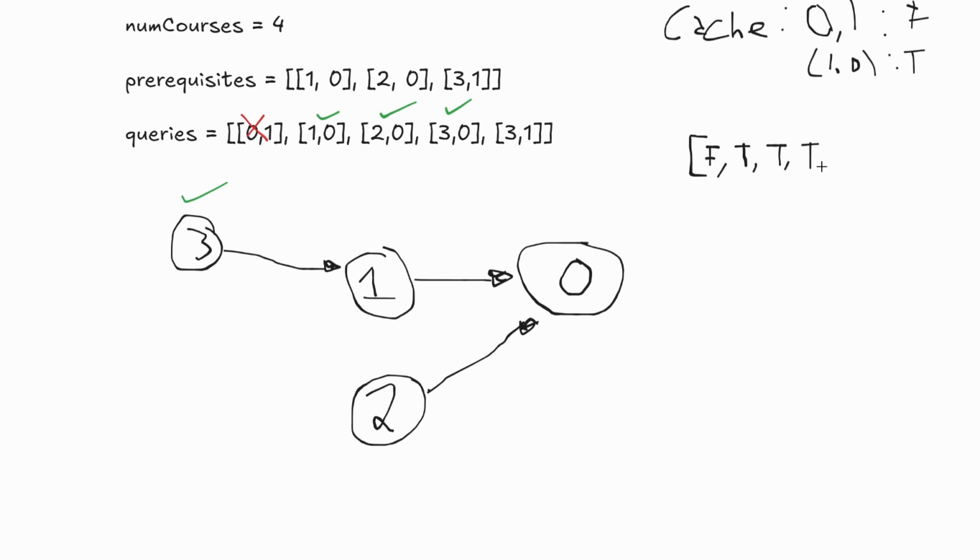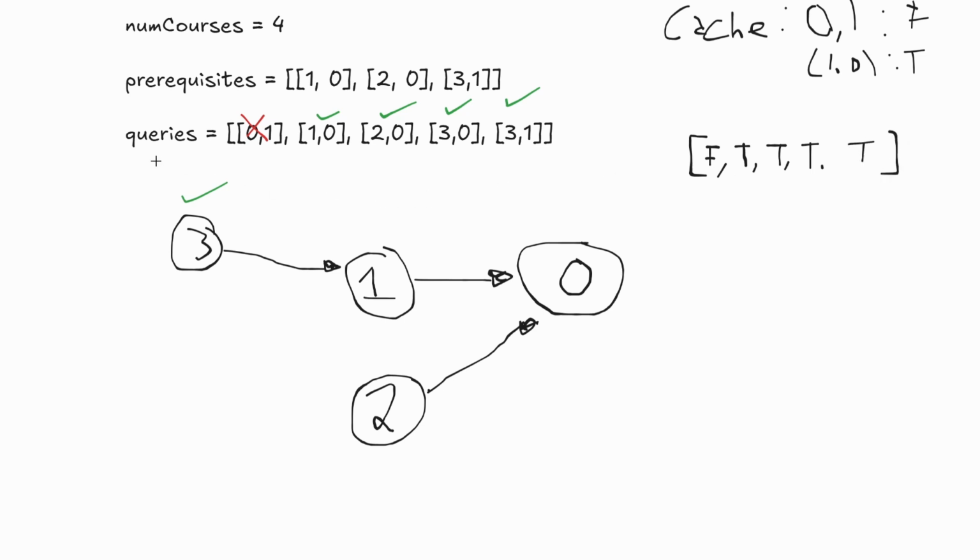So that is true. Now we look at 3 and 1, and we're going to also add that to our cache. But now we're going to look at 3 and 1 and say, okay, is 3 a prerequisite of course 1? We look at 3, we look at 3's prerequisites. So we see 3's prerequisites, and we see that that actually does have a prerequisite that points directly to course 1. So 3 is directly a prerequisite to course 1. And then we're going to update true.